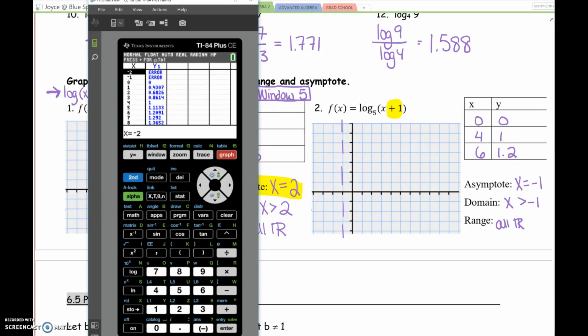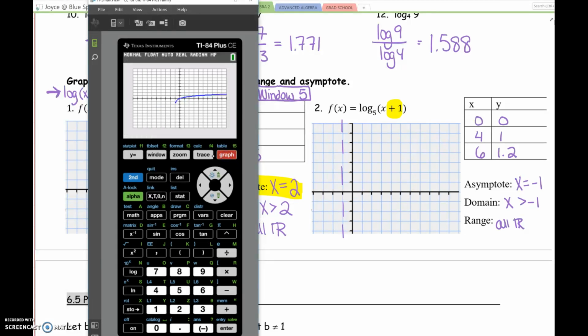Okay, now to check your domain and range, if you look at the graph, if your graph is to the right side of your asymptote, it is greater than. If this had been flipped and was over here on the left side, then it would be x is less than. So only if it flips over to the other side of the asymptote do you flip your domain symbol.